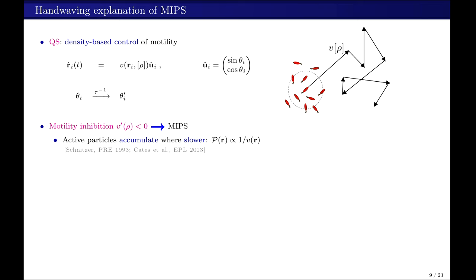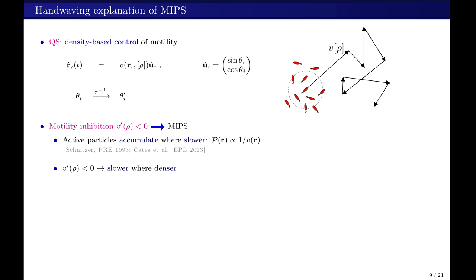So there are two elements that we have to take in mind. The first one is that active particles accumulate where they go slower. And I'll try now to give you an intuitive reason why. So imagine there are regions in space where I move slower and others where I move faster. So imagine here I'm faster, here I'm slower. What happens is that it's more likely for you to find me here, where I'm slower and I'm passing more time, than finding me there. So that's the intuitive explanation of what's written here.